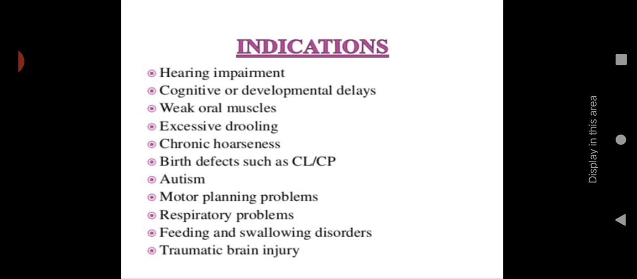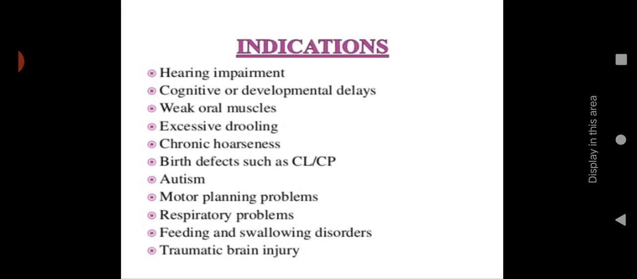So the indications for speech therapy are hearing impairment, those who are having hearing impairment, cognitive or developmental delays. If their milestones are delayed, then weak oral muscles. They are having weak oral muscles, they also can't produce the sounds properly. Excessive drooling. Okay, drooling means dropping of saliva. So if they are having excessive drooling, then chronic hoarseness, their sound is getting more loud. Birth defects such as cleft lip or cleft palate, autism.